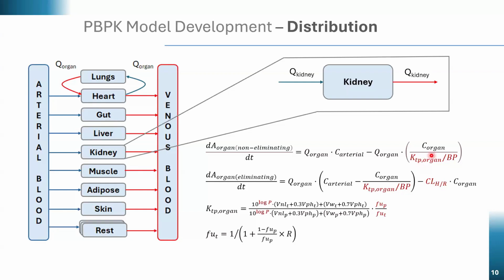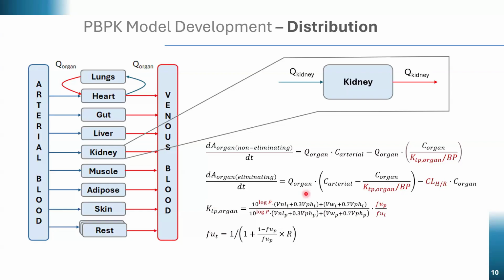So it's a very expensive experiment to do. And in fact, we don't even do it. So that is why you have to rely on equations to predict what this KTP would be. So that is why we have this equation here. Now, there are several equations that have been developed in the past. We have, for example, the Rogers and Rowland equation or Poulin and Theil. So you can read up on them. There are a number of them. But this one I am showing here is an example from the Rogers and Rowland equation.